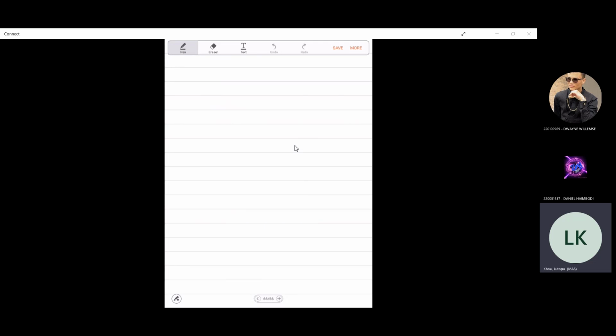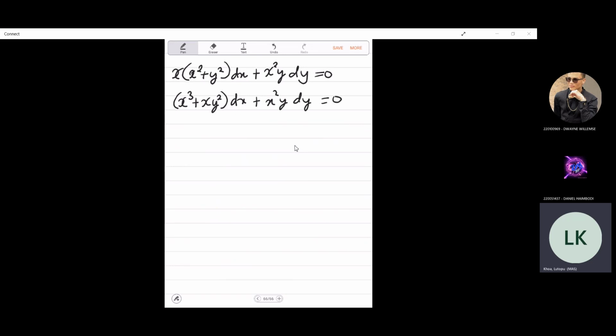Okay. So when we multiply it, we have x multiplied by (x squared plus y squared) dx plus x squared y dy. This is 0. So this is x to the power of 3 plus x y squared dx plus x squared y dy is equal to 0. Okay, then we can check and see, is what we have now exact?